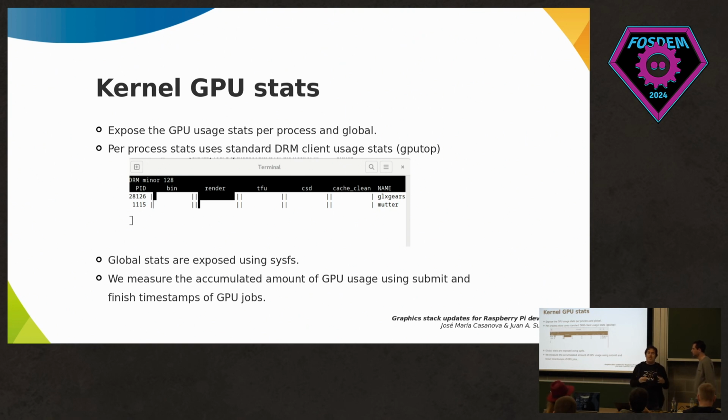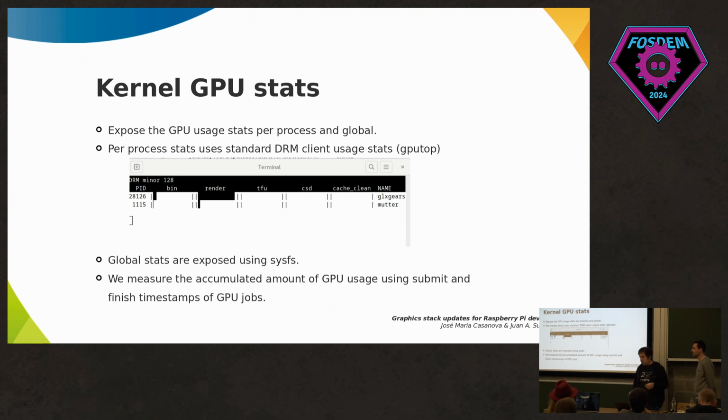This way, if you want to know the global status of the GPU, you just check the value of the percentage of usage. Otherwise, you need to go to every process, check how much GPU each process has been using, and do the complete sum. Because of using the standard interfaces, we can run applications like GPU top, which is very nice because it works for several drivers. And for the global stats, as there is no common defined interface to expose that, we are currently using a sysfs.